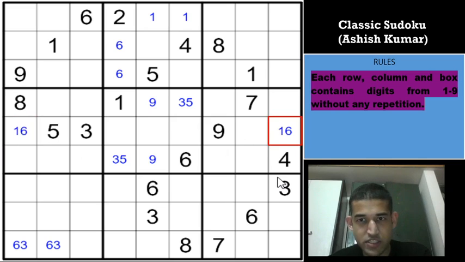Remaining digits are 2 4 7 8, but this cell can't contain 4 or 7. So this is 2 8, which means that these three cells will contain 4 and 7 for row 5. And this can't be 4 or 8, so this will be 2 7, and these two cells will be 2 4 7 8. This is not a 2, so this is 4 7 8, and this is 2 4 7 and 8.